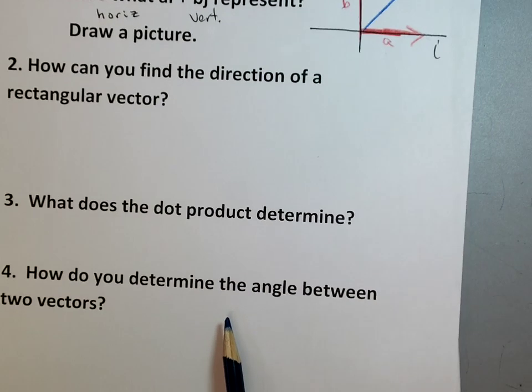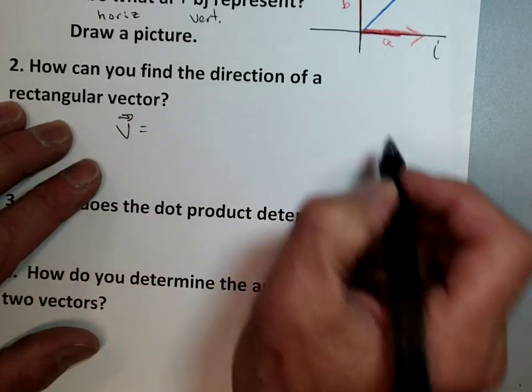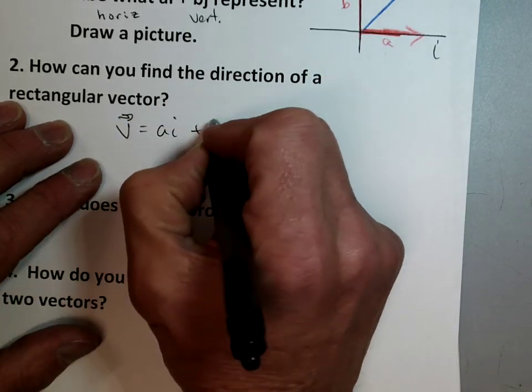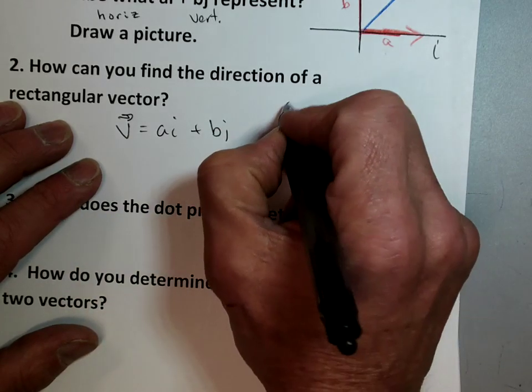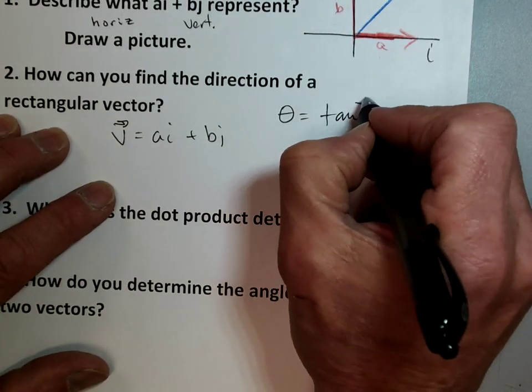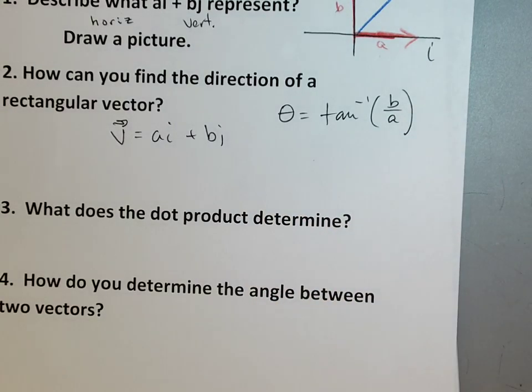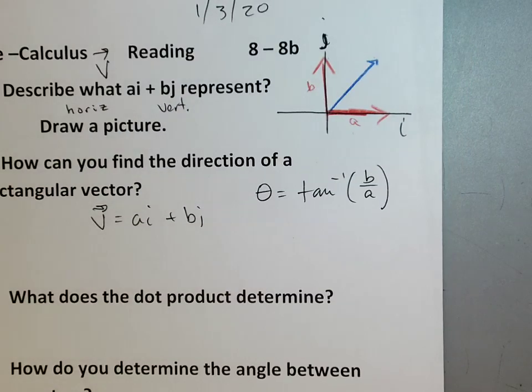Now, how can you find the direction of a rectangular vector? To find the direction, you just rewrite it as vector v equals Ai plus Bj. And if you need to find theta, it's just going to be the tangent inverse of B over A. And that's going to give the direction. And tangent, because you can see that if you were to create a right triangle here, it's opposite over adjacent for the angle. I know I'm making sense. We've been doing right triangle trig since we were in geometry, right?